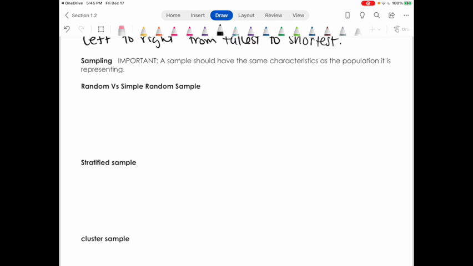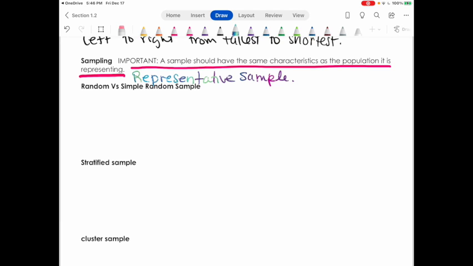Okay, so now we're going to get into the topic of sampling. One thing that I can't stress enough, when you find your samples, you want to make sure that they have the same characteristics as the population that it's representing. So this is super, super important. And so another way to say this is one of our vocabulary words. We talked about a representative sample. Okay, that's what we mean by this. It's really important that we have a representative sample.